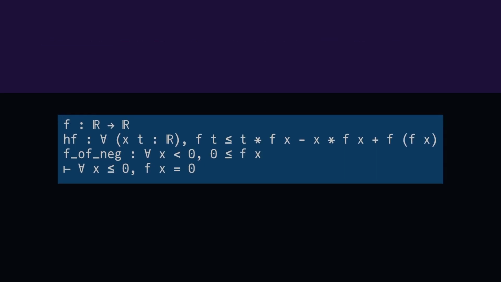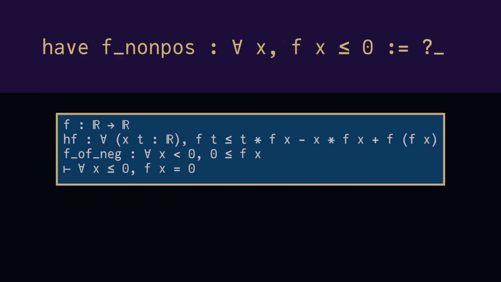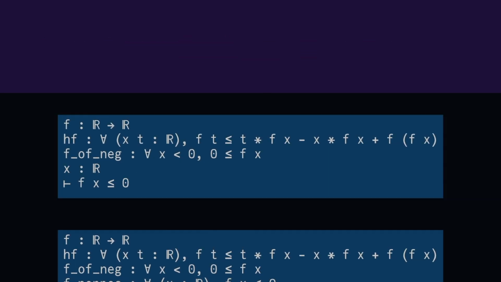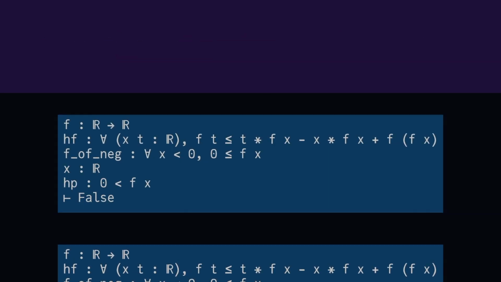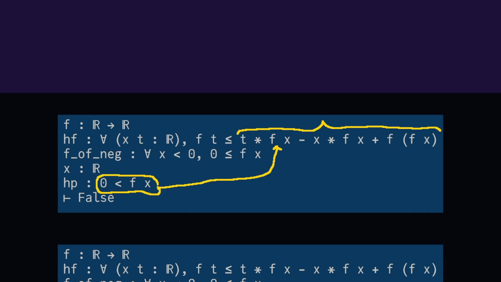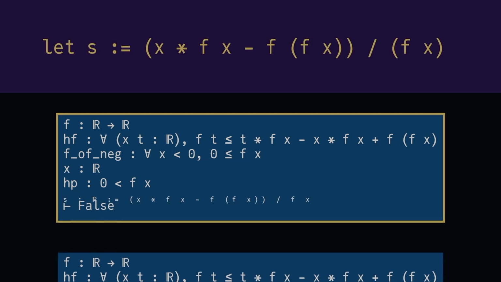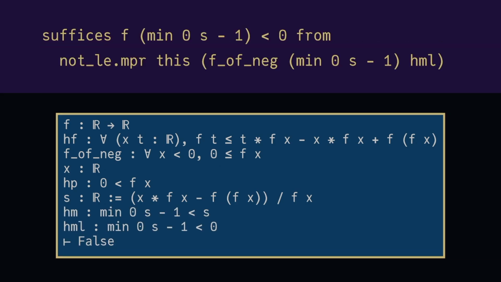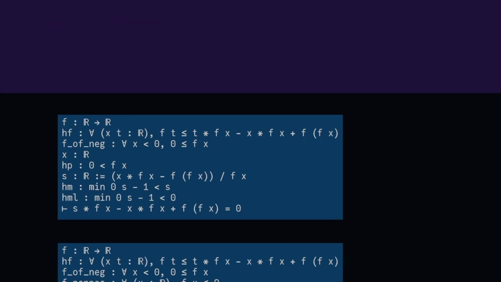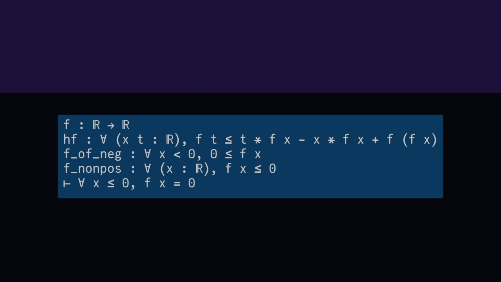Next, we propose to show that f is actually non-positive for all x. For the sake of contradiction, we suppose f of x is positive. Then we can choose t such that the right-hand side of hf is arbitrarily small, in particular negative. But that contradicts the other hypothesis, f of neg. The rest of this branch just works through the details of that argument, ending with a calculation that relies on linarith. So now we know that for negative x, f of x is both non-negative and non-positive.